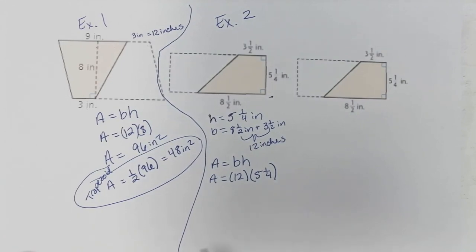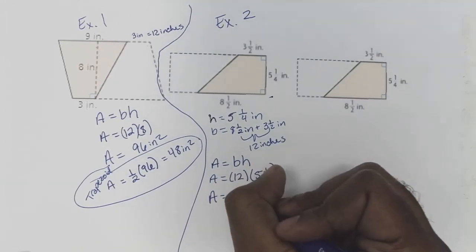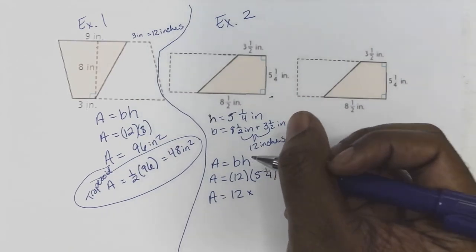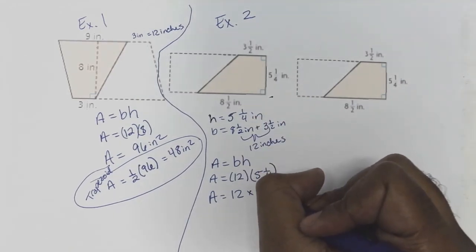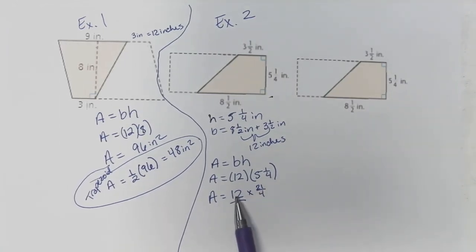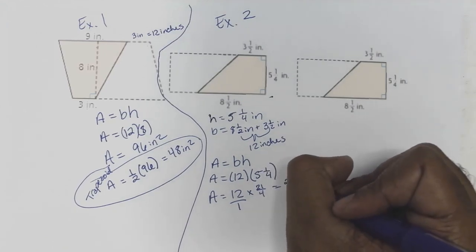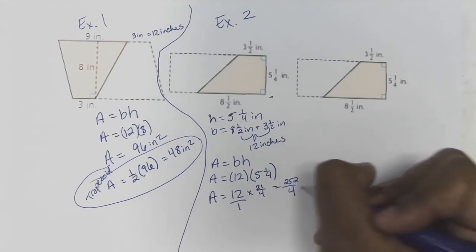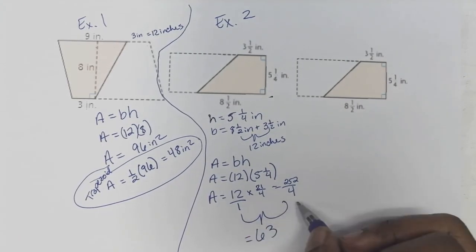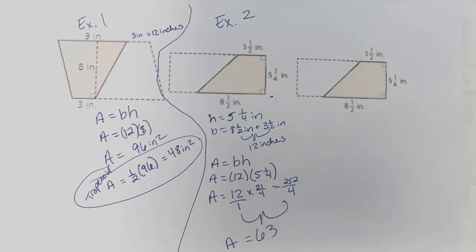So now I can go ahead and multiply. I'm going to do 12 times, and I'm going to turn this into an improper fraction. 5 1/4 as an improper fraction is going to be 21/4. So now I can multiply these together. I remember from previous lessons, I can multiply my numerators, 12 times 21, and my denominators, 1 times 4. That's going to give me 252 over 4, or 63. When I divide that, that'll give me 63.